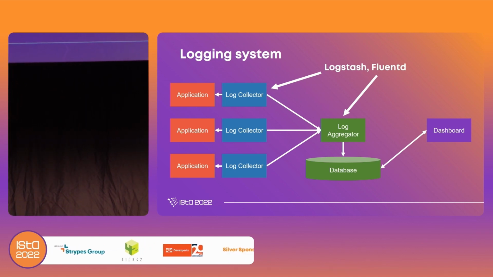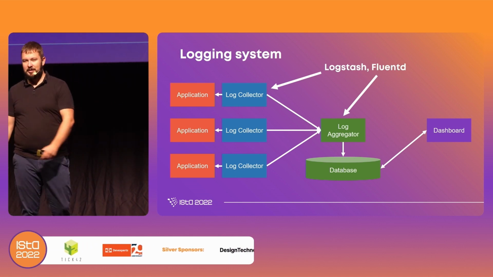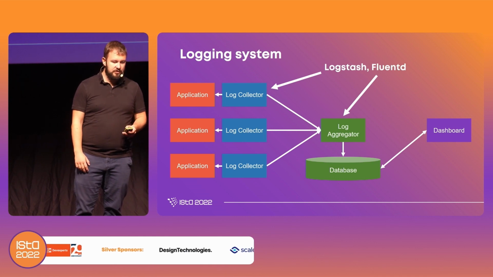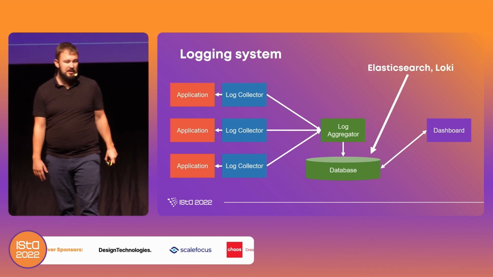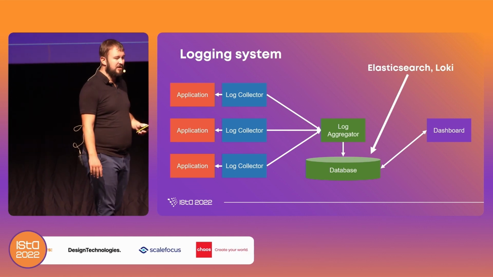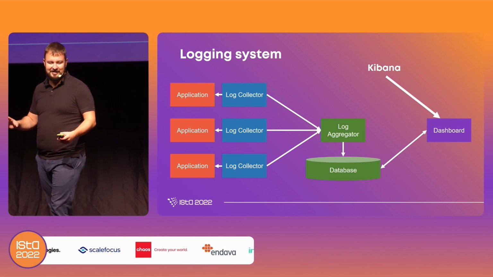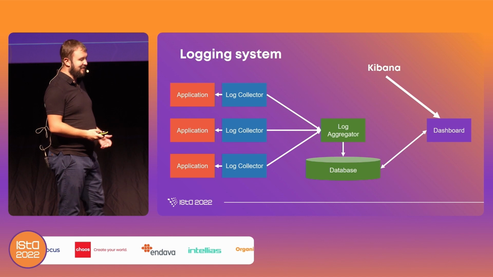A typical system has a couple of components. There are your applications, then there is some infrastructure that's actually collecting the logs and storing them inside the database. The two most popular options here are Logstash and Fluentd. And you have a database, usually a reverse index database. That's Elasticsearch, Loki, or there are other popular alternatives. You have a dashboard, and Kibana is what people automatically assume when they think about logging.